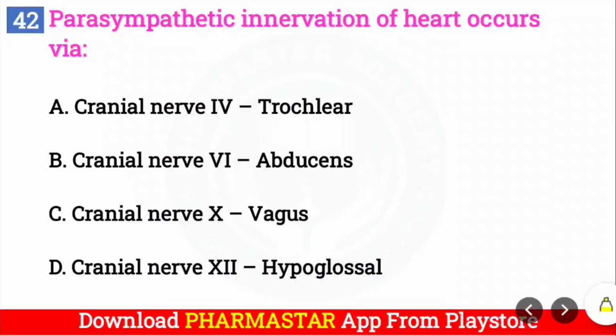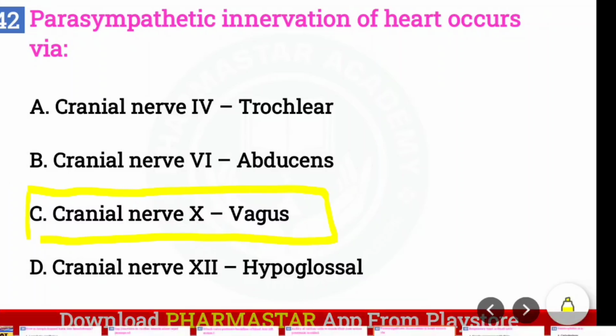The next question. Parasympathetic innervation of the heart occurs via: option A. Cranial nerve 4, trochlear. B. Cranial nerve 6, abducens. C. Cranial nerve 10, vagus. D. Cranial nerve 12, hypoglossal. The correct answer is cranial nerve X, vagus, option C. The vagus nerve is the primary nerve of the parasympathetic nervous system. It provides parasympathetic innervation to the heart, slowing down the heart rate and decreasing the force of heart contraction.